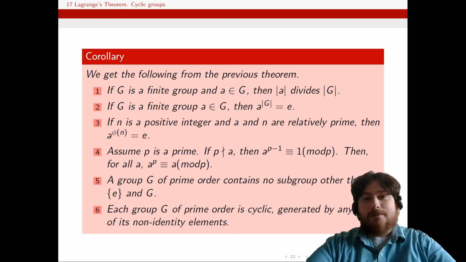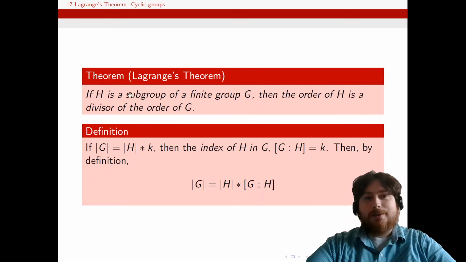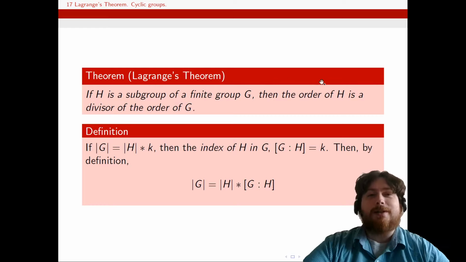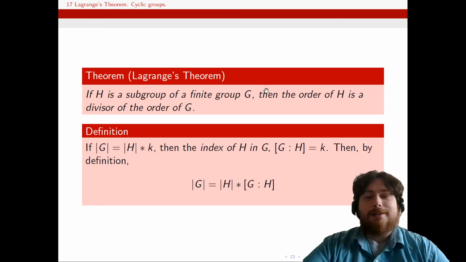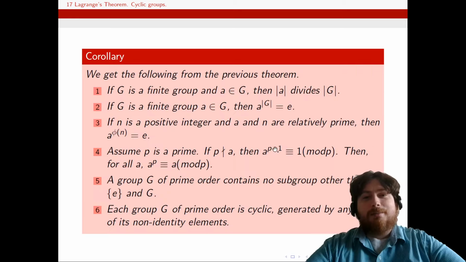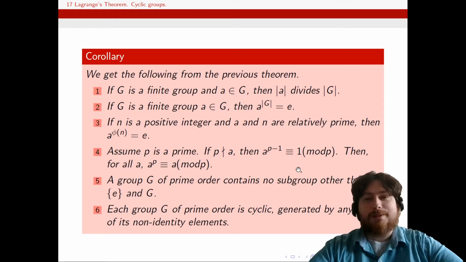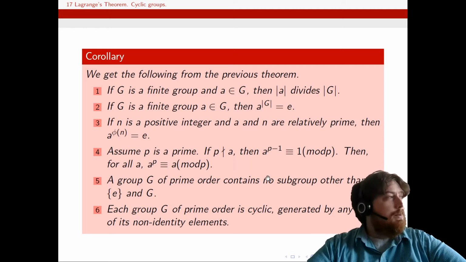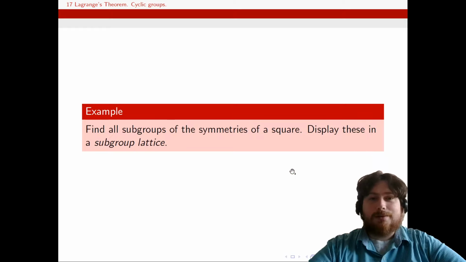All right. So I just want to point out, this was a nice quick theorem, wasn't it? If H is a subgroup of a finite group G, then the order of H is a divisor of the order of G. It seems like such a simple thing, but all of these things follow immediately from that, which is pretty amazing. And so this is really just a great theorem that gives us a lot of nice number theory results about groups, and it just helps us find subgroups a lot faster.